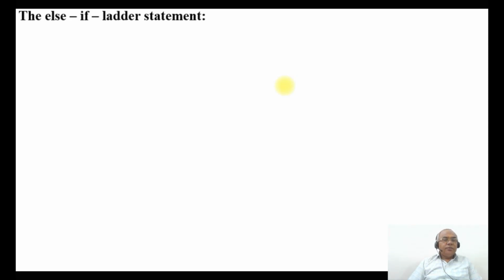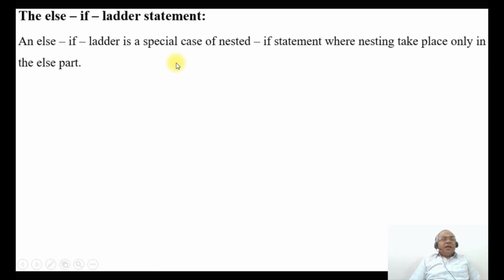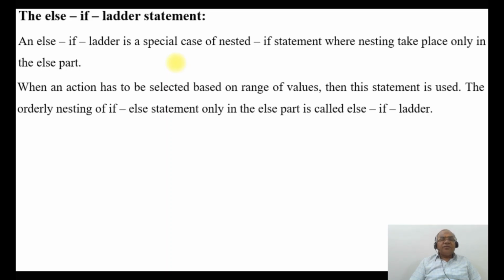So in this video we will discuss the else if ladder statement. An else if ladder is a special case of nested if statement where nesting takes place only in the else part. So if an action has to be selected based on a range of values, then this statement is used. The orderly nested if else statement only in the else part is called else if ladder.